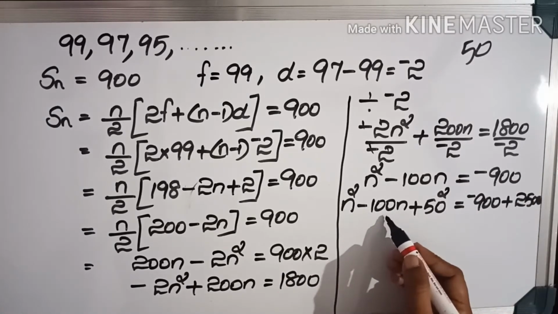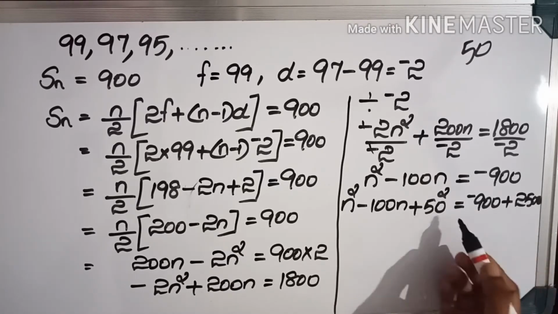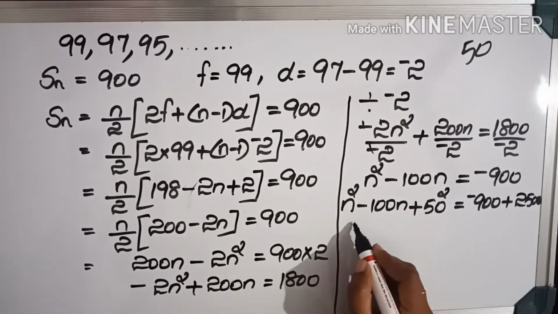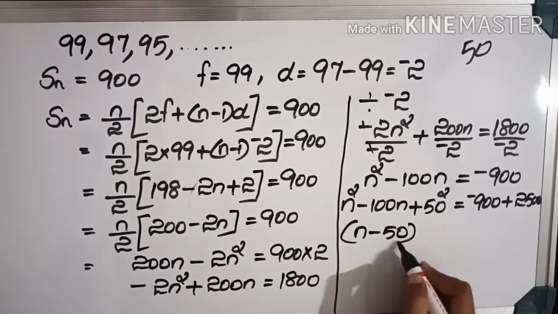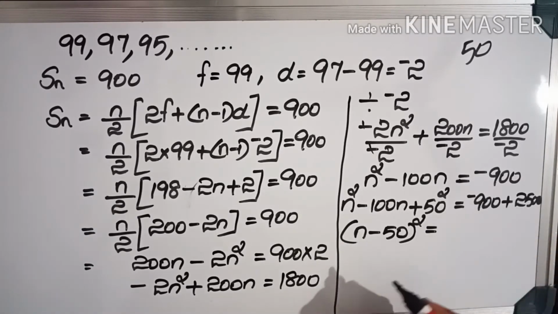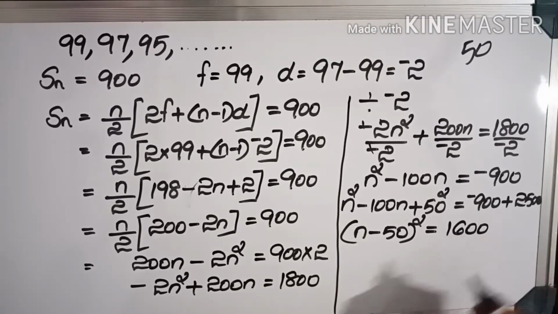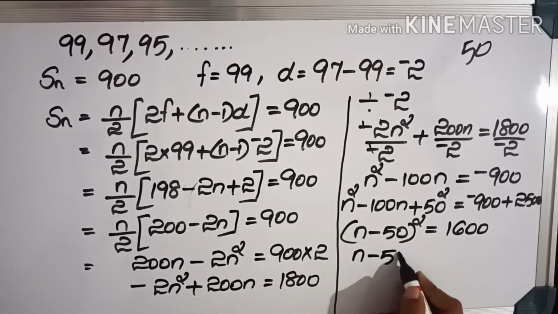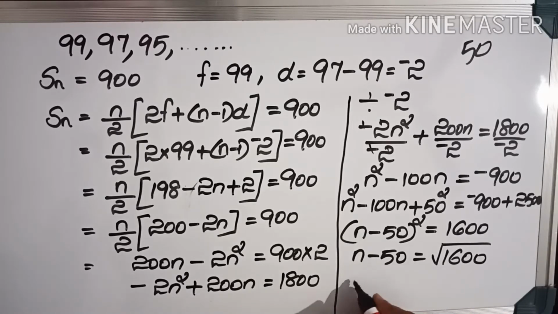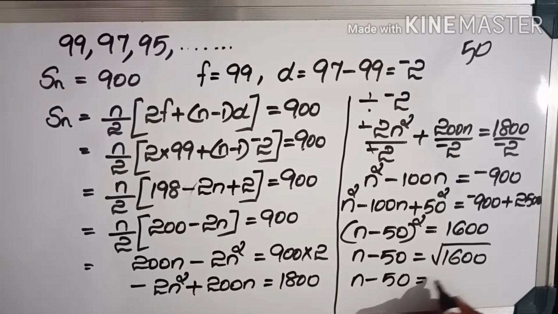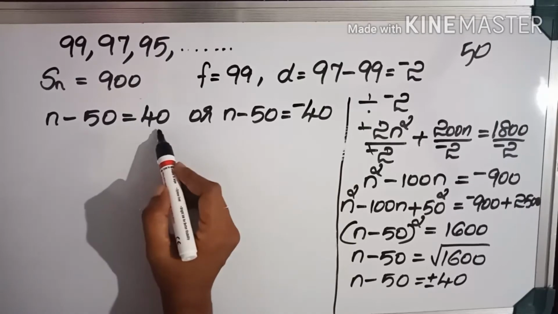Now here 50 and 100 and 50 square, 50 into 50, it will be 2500, then 50 plus 50, 100. So this one we can write like this, n minus, here it is minus, that's why I put negative here. So n minus 50 whole square equal to 2500 minus 900. So answer will be 1600. Okay, now in the next step, n minus 50 equal to square root of 1600. Square root of 1600, this we can write like this, 1600 is the square of 40. Okay, root value of 40. So here plus or minus 40, either plus 40 or minus 40. So both we need to consider here, plus 40 or minus 40.